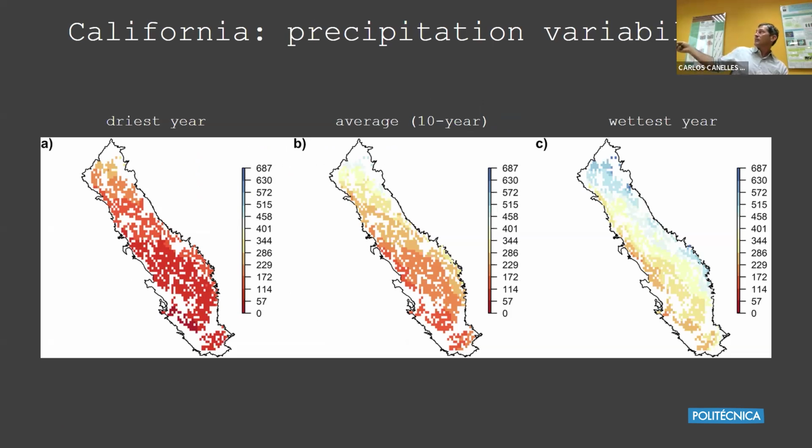So on a 10-year average, this is in millimeters, and this is the driest year across a 10-year average, and this is the wettest year across a 10-year average. And so we have a lot of extreme variability, both spatially and temporally. And then those spatial patterns change across the years.